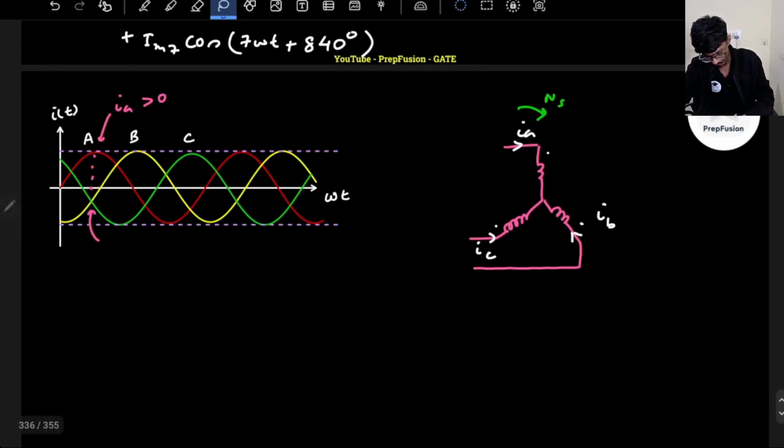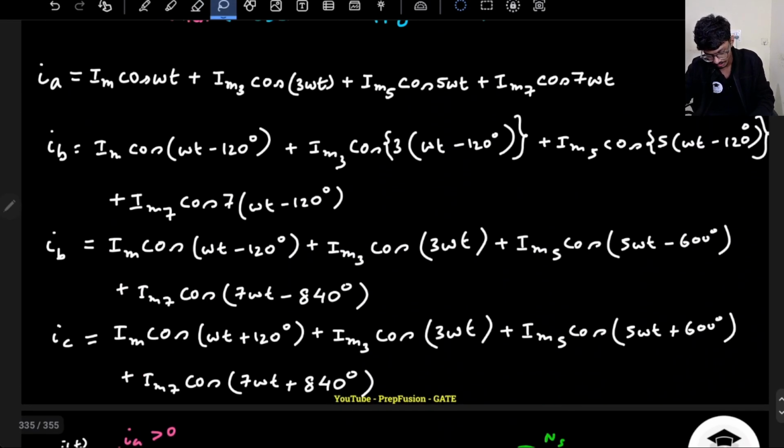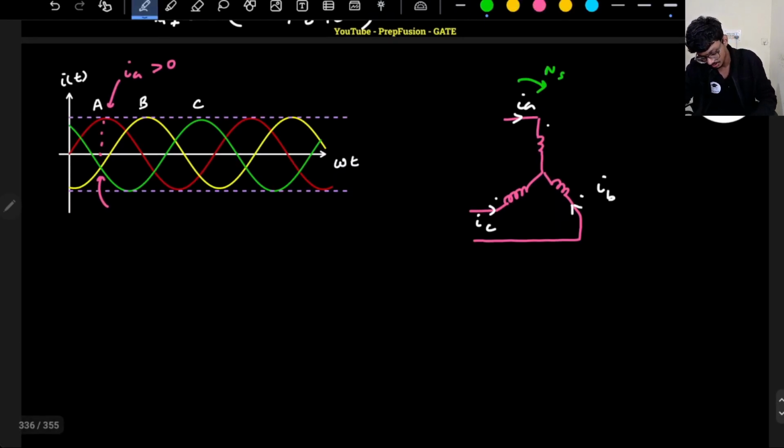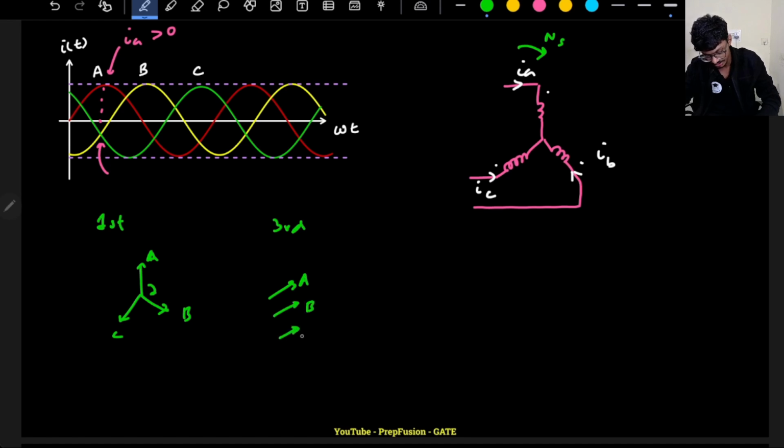This was for the fundamental component. Now I will draw the same graph for the third harmonic. For the third harmonic, observe that all of them are in the same phase: 3ωt, this is also 3ωt, this is also 3ωt. So for the third harmonic I don't need to draw any graph, because they are in the same phase. For the first harmonic, first phase A comes, then phase B in the clockwise direction because phase B lags by 120 degrees, then phase C. For the third harmonic, phase A, phase B and phase C are all in the same direction because there is no phasor difference between them.